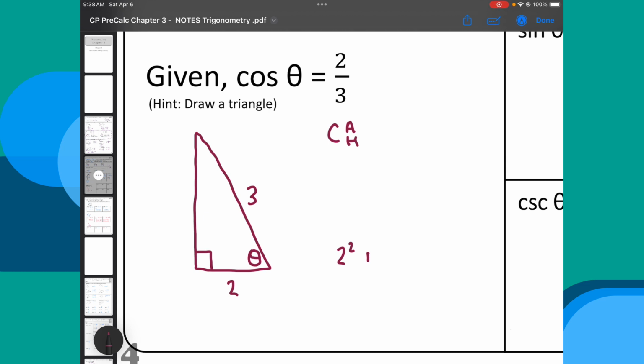So we'd have 2 squared plus, let's say, b squared is equal to 3 squared. So b squared would equal 5. So b is equal to the square root of 5. So this side over here would be square root of 5.